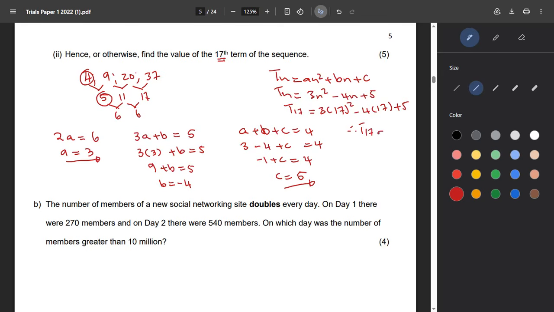Therefore, T17 will be, you just have to punch that on the calculator. Let's see. 3 into 17 squared minus 4 into 17 plus 5. What is this equal to? This gives us an answer of 804. That's your final answer. And that's it for this question.